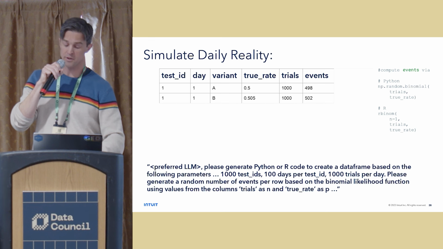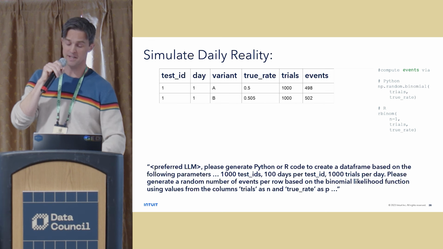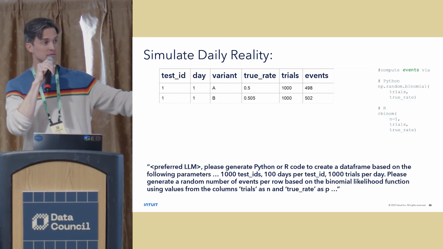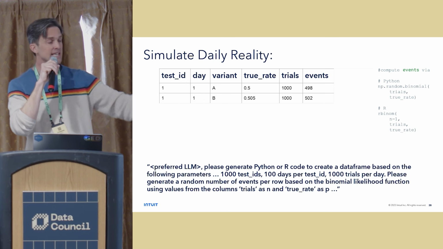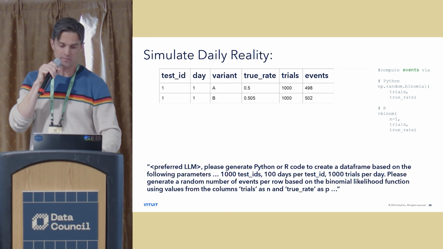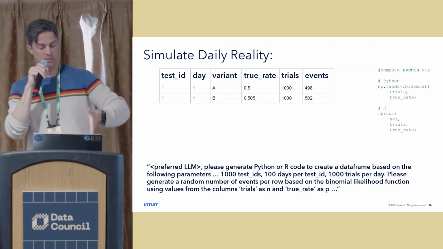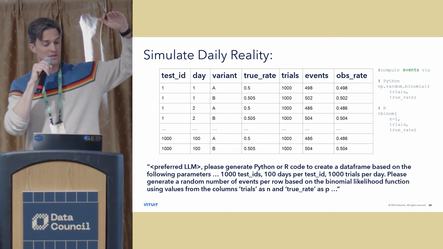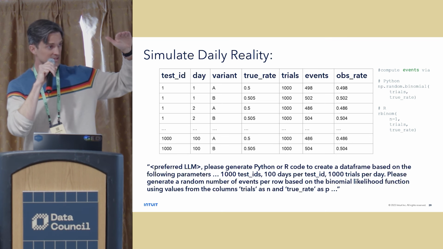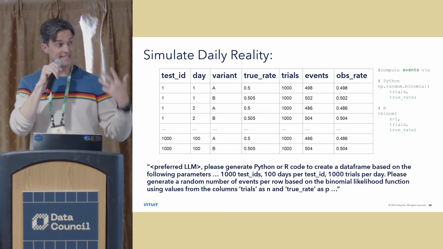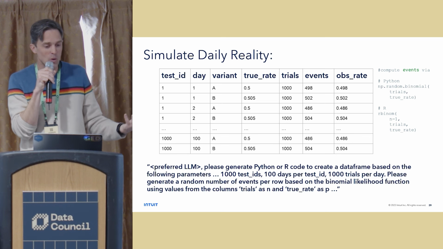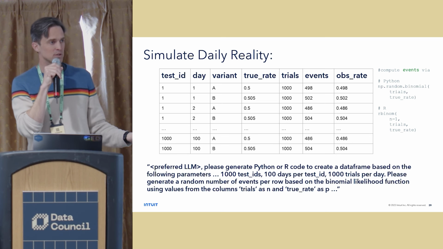Okay, if you're going to use R code, you're going to use R binom, and same variables. But this is going to simulate a random number of events based on the parameters you've supplied, and this is going to kind of bake in that sampling error. And now you have, for day 1, a number of success events and an observed success rate. And you're going to do this for 100 days per test and 1,000 tests total. This is a daily reality, okay? And again, you don't need to even know how to do this off the top of your head anymore.